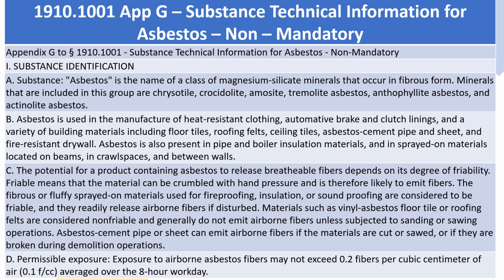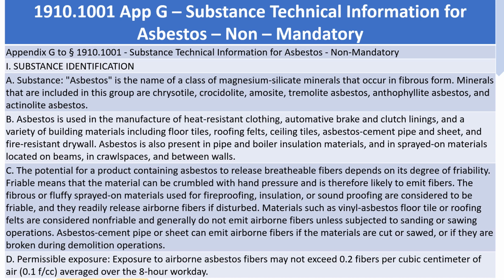C. The potential for a product containing asbestos to release breathable fibers depends on its degree of friability. Friable means that the material can be crumbled with hand pressure and is therefore likely to emit fibers. The fibrous or fluffy sprayed-on materials used for fireproofing, insulation, or soundproofing are considered to be friable, and they readily release airborne fibers if disturbed.